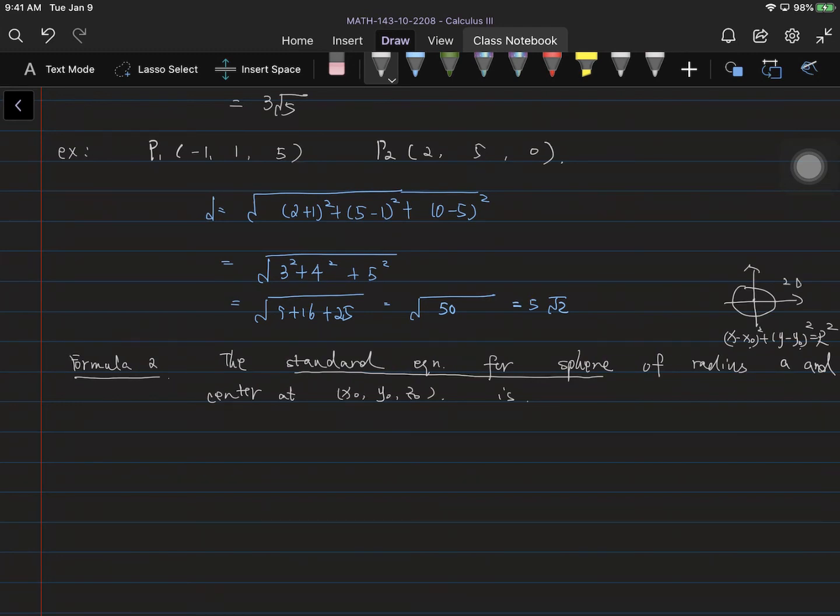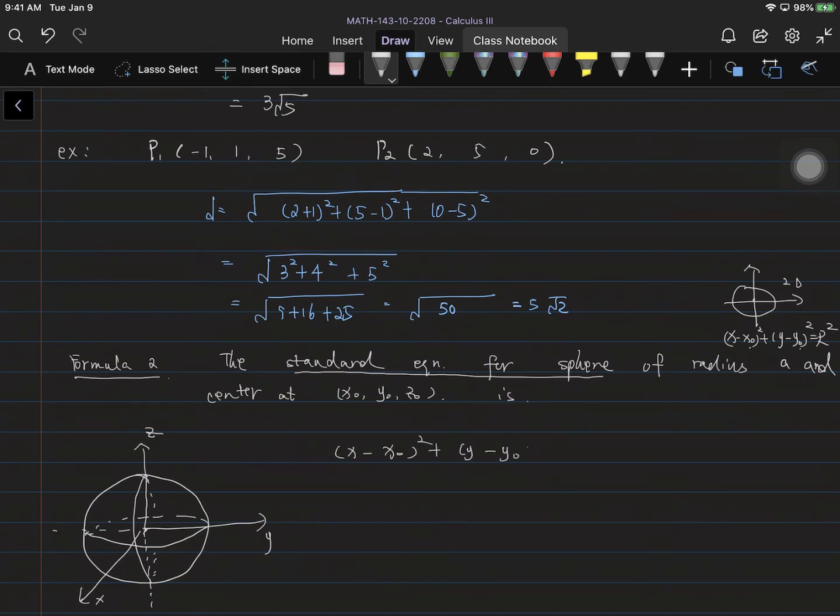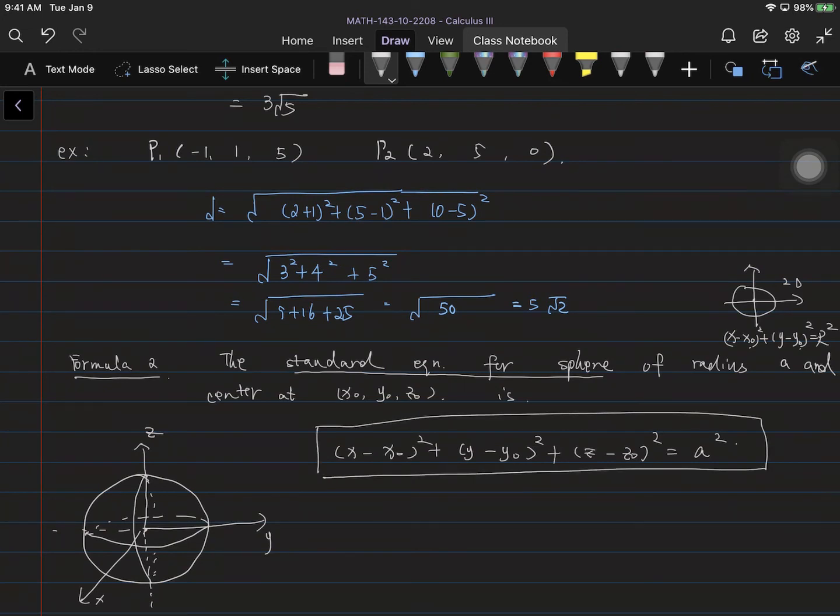And in 3D, that becomes a sphere. If we draw the graph, it's like drawing a circle, and because it's 3D, it looks like this. This one is actually centered at the origin, right? But the general form with center (x0, y0, z0) is (x minus x0) squared plus (y minus y0) squared plus (z minus z0) squared equals a squared, because here a is the radius. So this is formula 2.